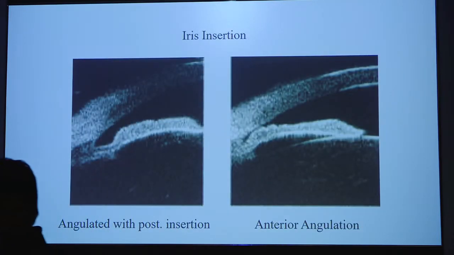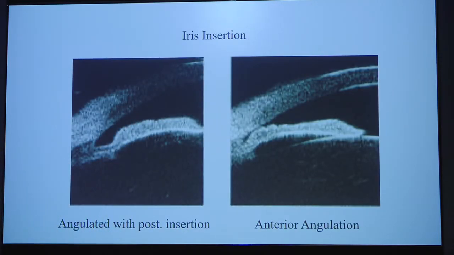Also for the iris insertion, both of them are actually angulated irides, but here you can see it's a posterior insertion and the recess is there, but here you can see it's an anterior angulation, again closing the angle totally. So again you can easily confirm between an open and closed angle.